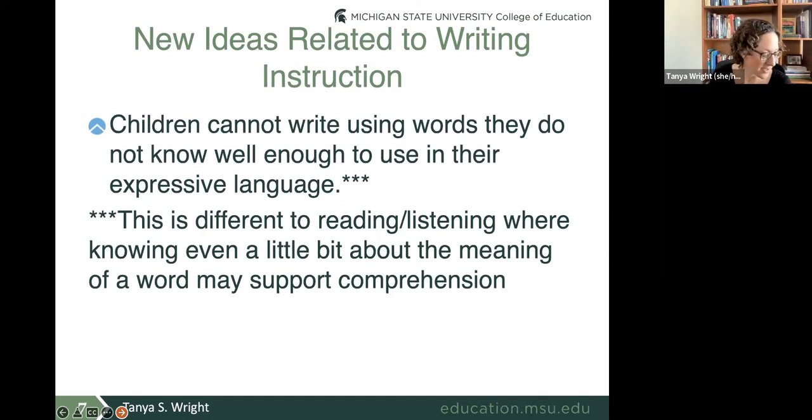So this really suggests that if we want kids to use new vocabulary in their writing, we have to be doing really rich vocabulary learning in other parts of the day, right? So that when it comes to kids expressing their ideas through writing, they have enough knowledge about the words they need to use to be able to write them down and use them to convey their ideas.